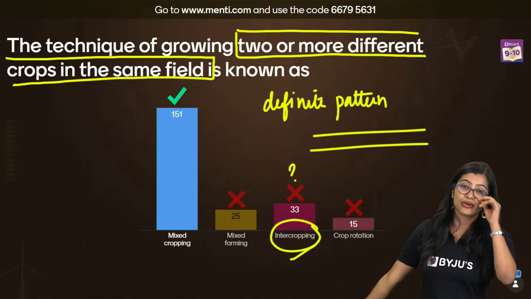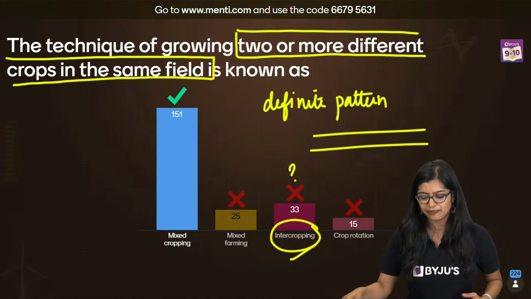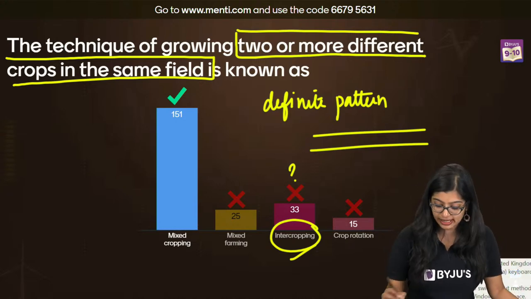Then what is mixed farming? Farming again, like I told you, is the practice of doing it. Okay, mixed farming is slightly different. And we know that it is not crop rotation, right? So this is the correct answer.